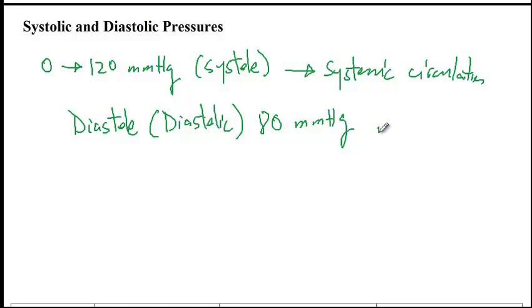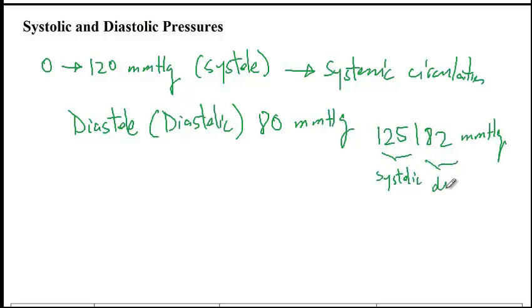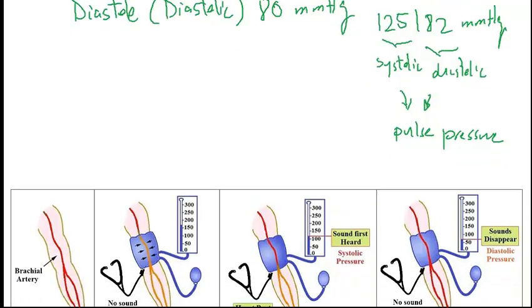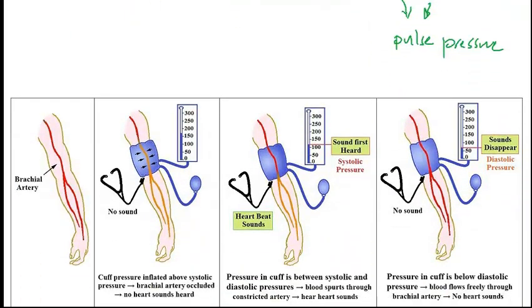And so when you hear that someone says my blood pressure was 125 over 82 millimeter mercury, for instance, they're talking about systolic blood pressure here, and then the diastolic blood pressure after that. And then the difference between these two is called pulse pressure. Now let's talk about how we can measure the systolic and diastolic blood pressure.